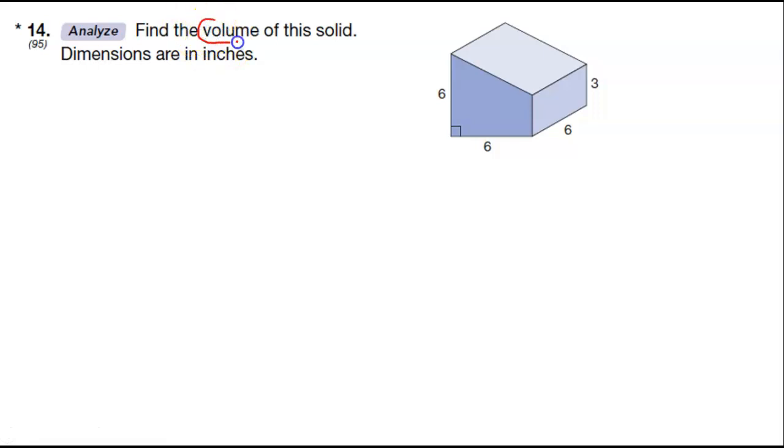So this says find the volume of this solid. What I'm going to have to do is cut it into two pieces. So I have a box, and then I have kind of like a triangular prism.